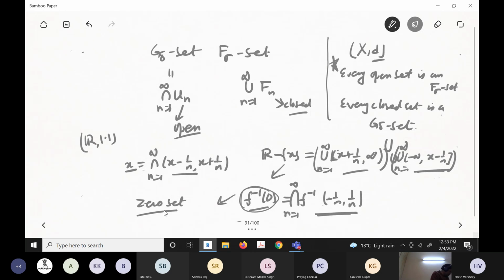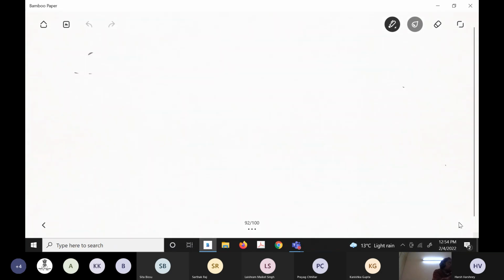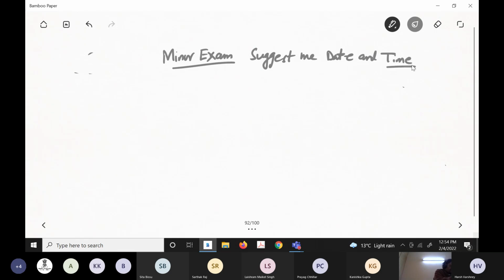Problem number 7, which I have already talked about, you should do, on page 87. Lest I forget, I should tell you one thing. Your exam is going to start the week after that, not the next week. So tell me which date and which time you want to take your minor exam. Suggest a date and time to me. The syllabus will be whatever I teach until next week.